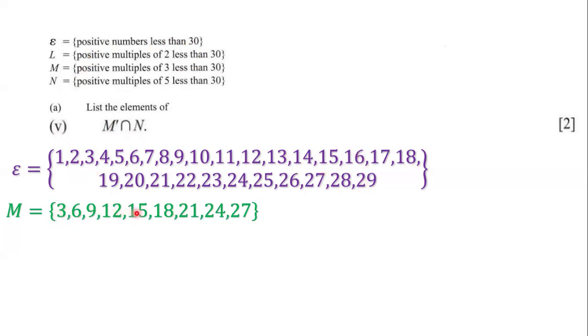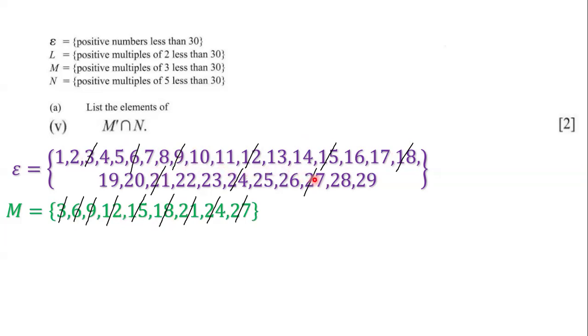We have M. M is positive multiples of 3 less than 30. And so what we do here is we are going to eliminate all of the elements in M from the universal set, because M complement is all of the elements in the universal set except for the elements in M. So we eliminate all of the elements in M that are in the universal set. So we do that. So we eliminate the 3, the 6, the 9, 12, 15, 18, 21, 24, and 27.